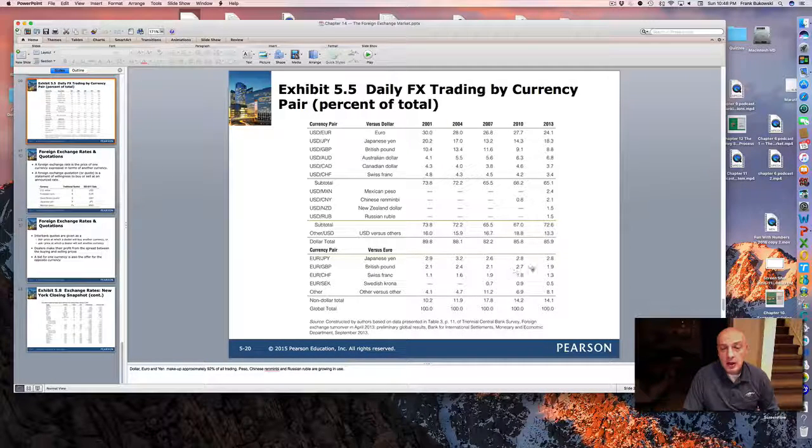Approximately 6% is done between the euro and other currencies. So euro and the Japanese yen is about 2.8%. The euro and the British pound makes up 1.9, etc. All other currencies, that is, all other currencies outside of the US dollar and the euro, make up about 8% of all the transactions. So you can see the US dollar and the euro really dominates the currency trading.